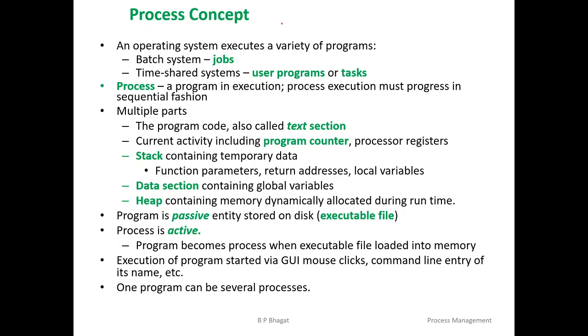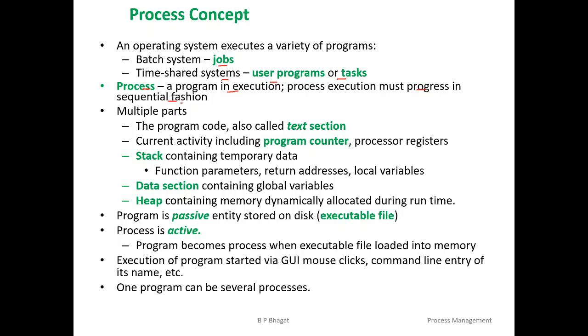When the operating system executes a variety of programs, in a batch system we call them jobs. In a time-shared system, we call them user programs or tasks. So whenever a program is in execution, we call it a process. The execution of processes must progress in a sequential manner.